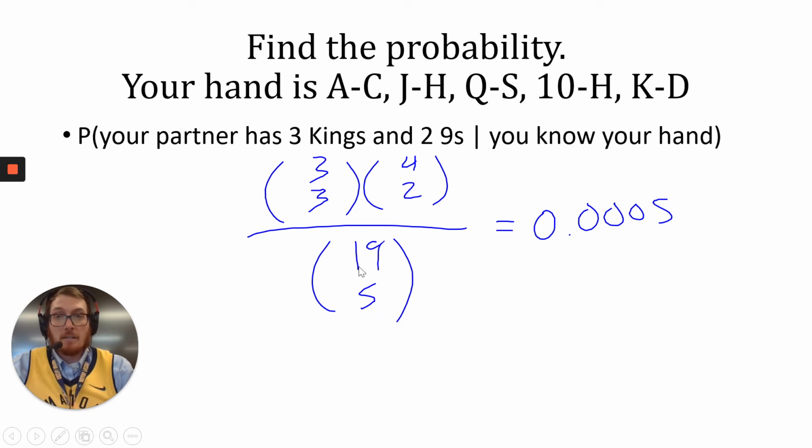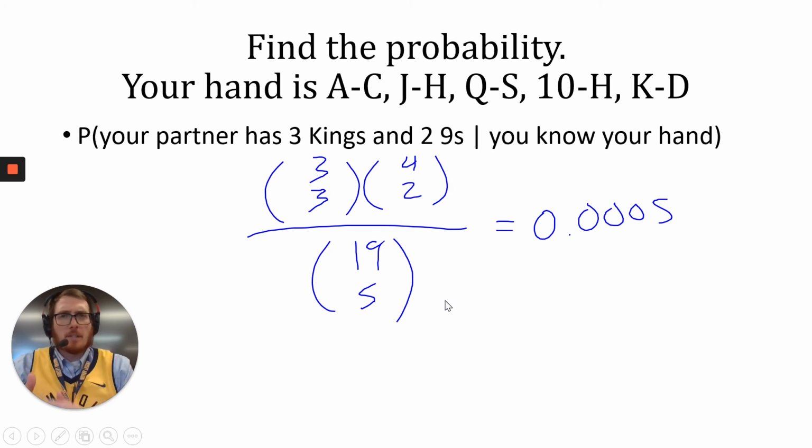The numerator should be 4 choose 3 because it's the 4 kings and I need 3 of them. But I have one of the 4 kings right here in my hand. So that means there's only 3 kings and I need all 3 of them. And of the 4 nines, I don't have any of them. I need 2 of them. That gives me 5 cards, so I don't need the leftovers. I technically could multiply the leftovers, but it's going to be irrelevant. And so this would be my solution, 0.0005.